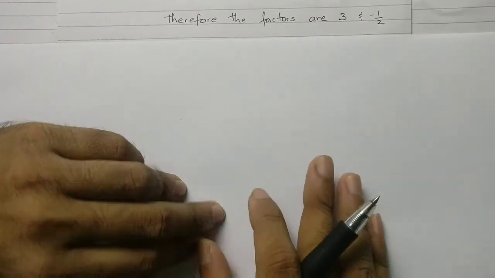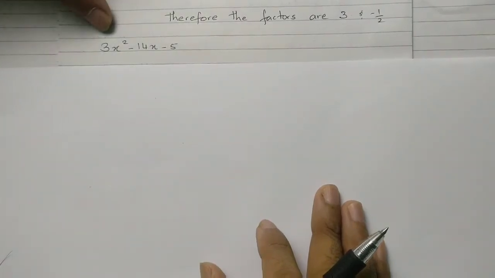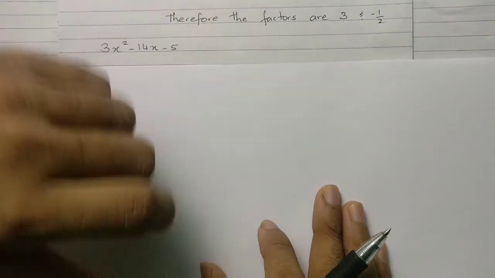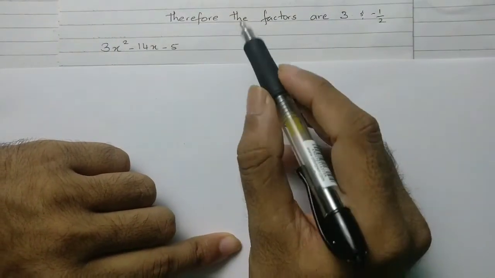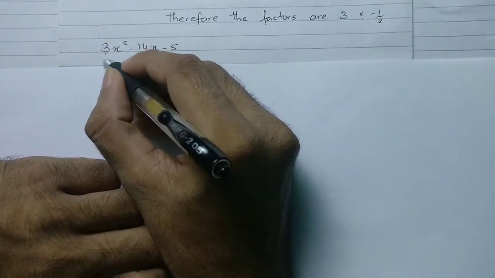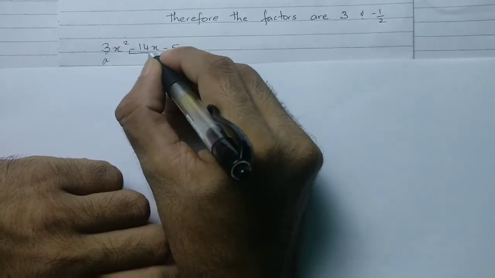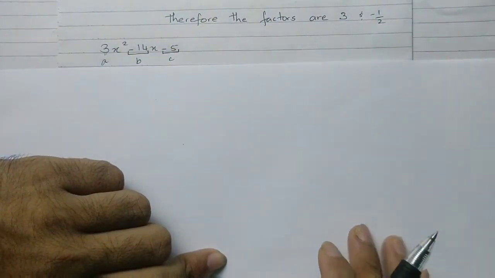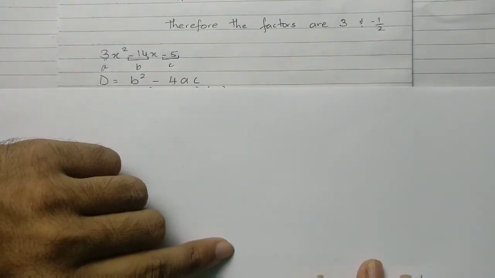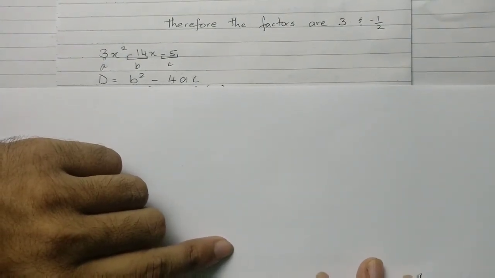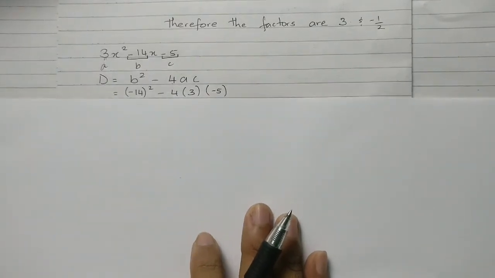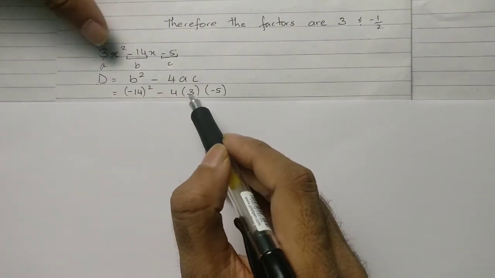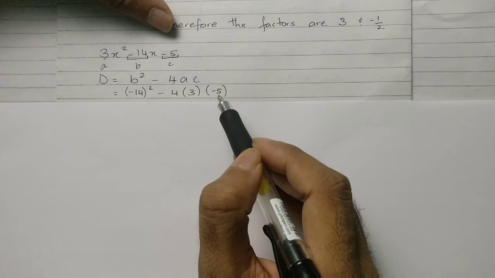Let's try solving another problem, and that is 3x square minus 14x minus 5. So all I have to do is, with respect to the general equation, this will become A, this will become B, and this will become C. So I will write the formula, that is D is equal to B square minus 4AC. Let us substitute the values. I've already done that. So B is minus 14, A is 3, and C is minus 5.